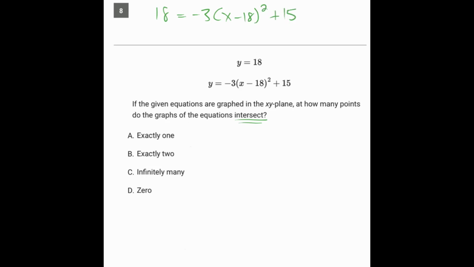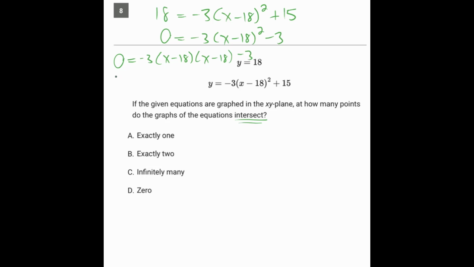And from here, there are a few ways to do this question. The first way I'm going to show you is the discriminant. So it's a quadratic situation, so we want to get everything on one side equal to 0. So we can take away 18 from both sides, and we'll have 0 equals negative 3(x minus 18) squared minus 3. We can go ahead and expand out the (x minus 18) squared.